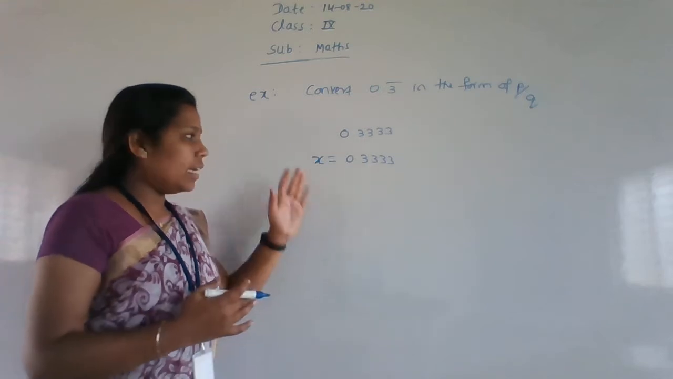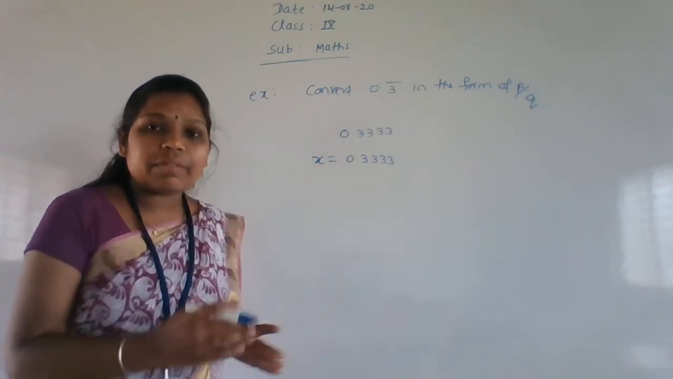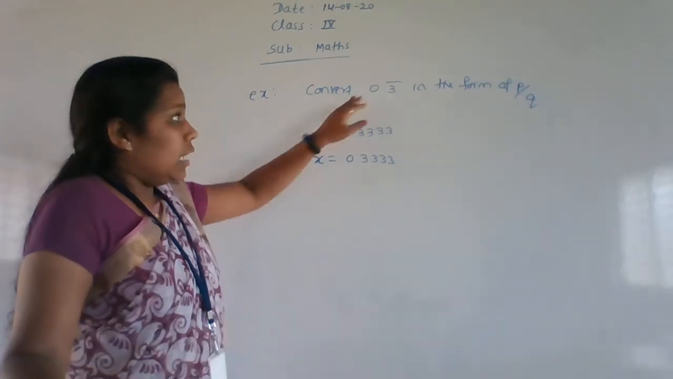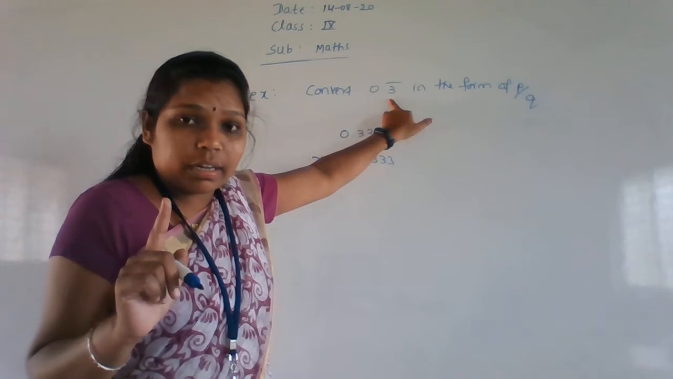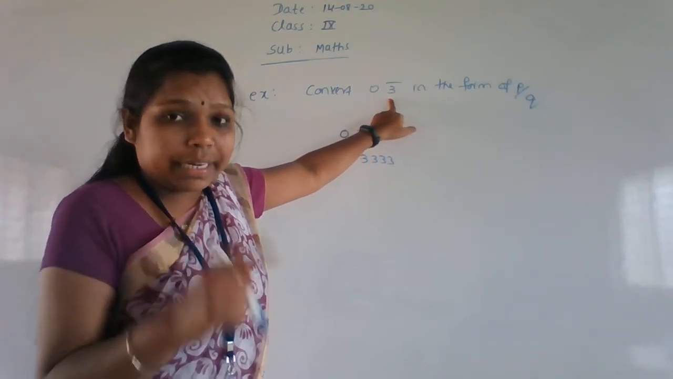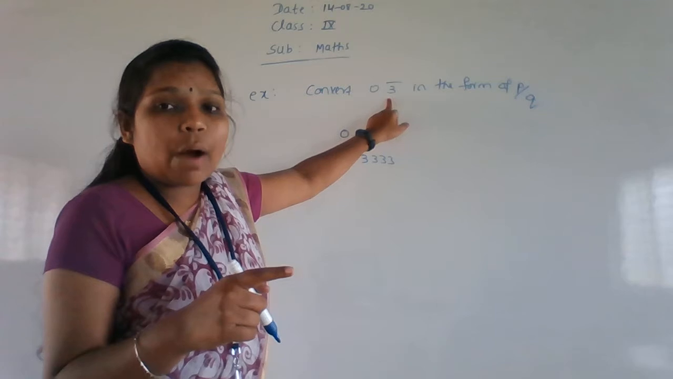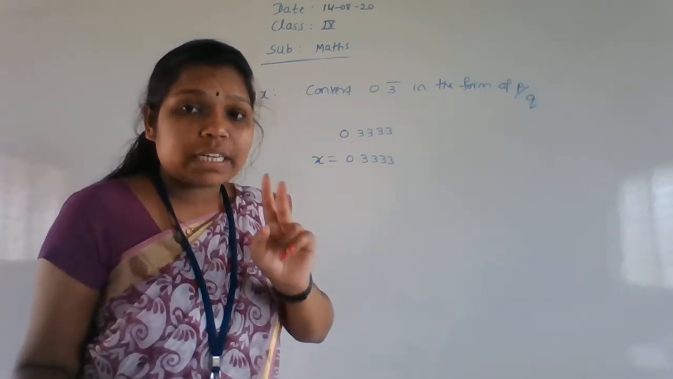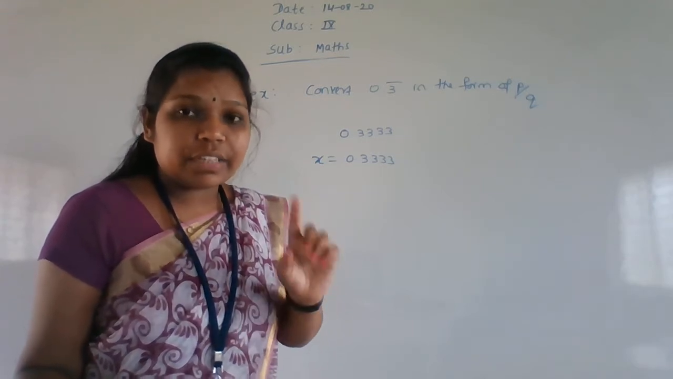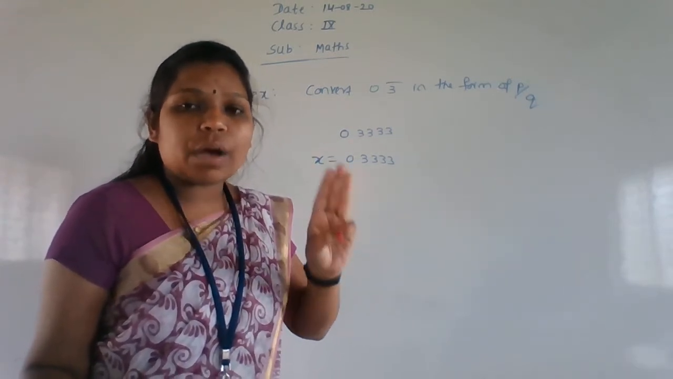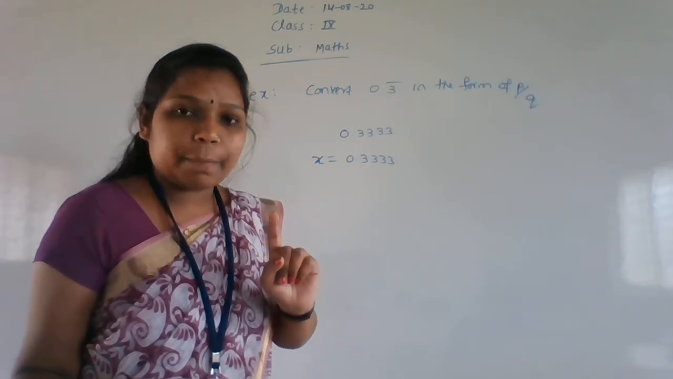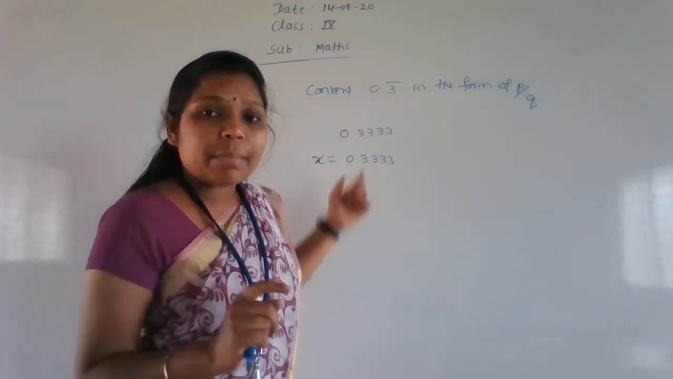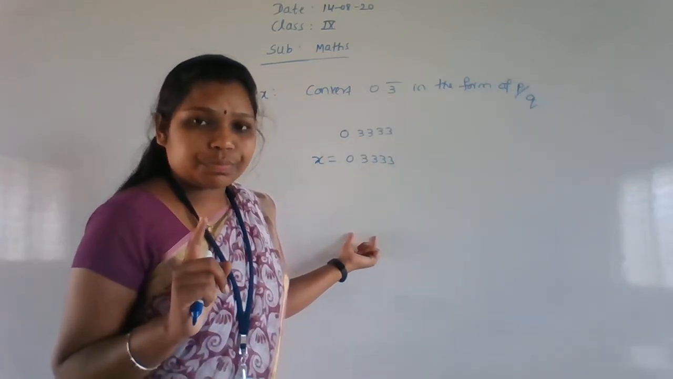Now multiply 10 on both sides. Why do we have to multiply by 10 only? See, I am going to tell you once again. If only one number is repeating, here only the 3 is repeating again and again. If 3 numbers are repeating, then you have to multiply with 1000. Getting everyone? So here only one number is repeating, so that's why I am multiplying with 10.